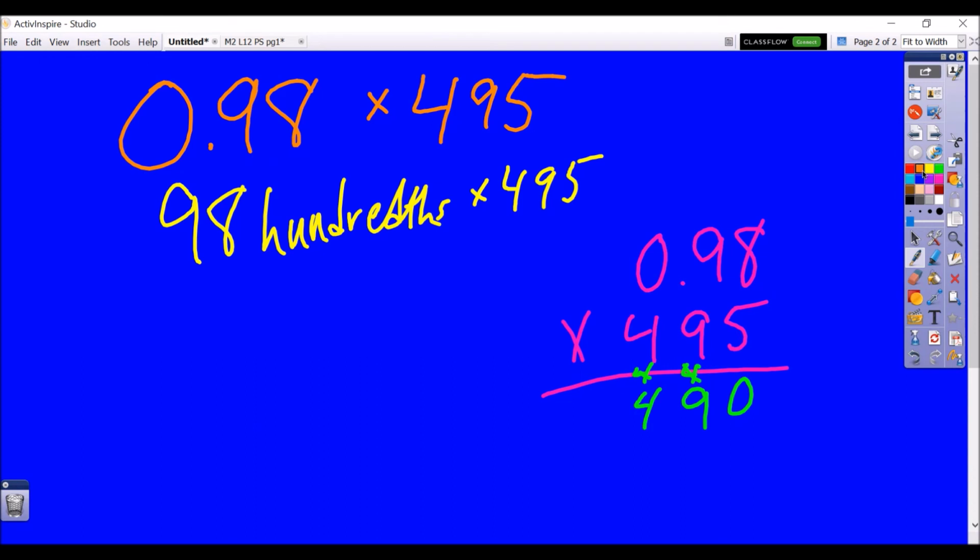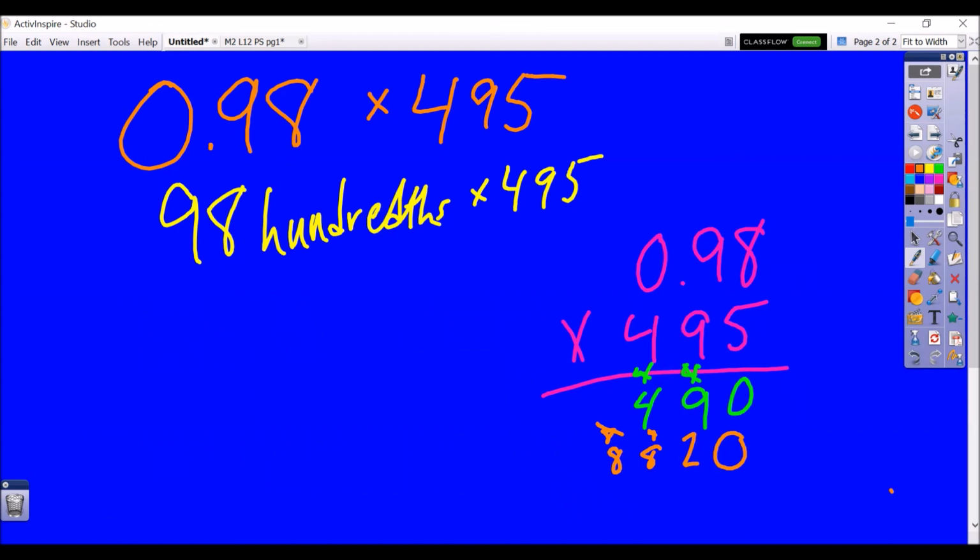Now we're going to do the tens place times the top number. So we're going to go ahead and represent that with a 0. 9 times 5 is 45. 9 times 9 is 81, plus 4 is 85. 9 times 4 is 36, plus 8 is 44.